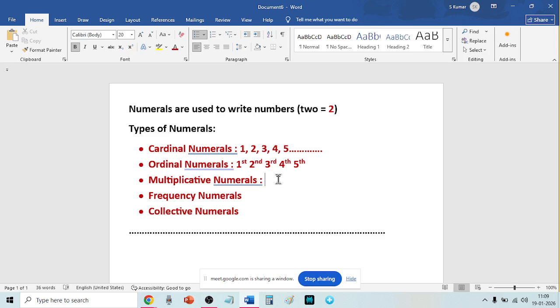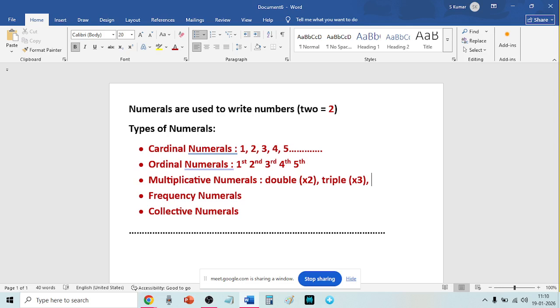Now multiplicative means how many times. Like double. Double means 2 times. What is the meaning of double? Double means 2 times. Similarly, triple. What is the meaning of triple? Triple means 3 times. These show how many times. Multiplicative. Multiplied by 2, multiplied by 3.